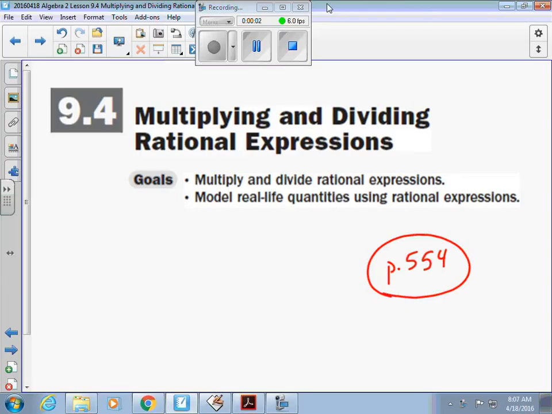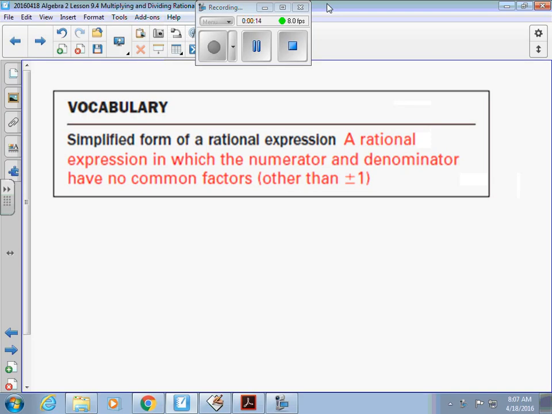This is Algebra 2, excuse me, lesson 9.4, multiplying and dividing rational expressions. That's what we're doing today. We're multiplying and dividing. We're going to look at real life quantities using rational expressions. Beginning on page 554, you have a definition to start.